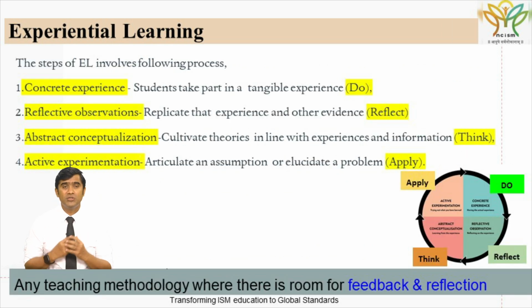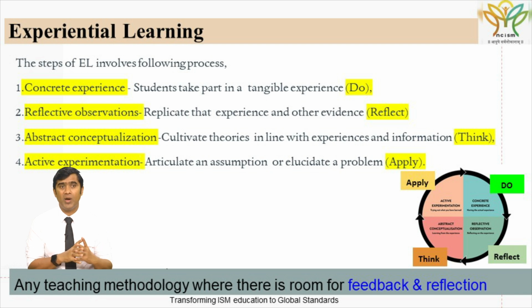Experiential learning involves the following process. Step 1 is called concrete experience. Here, the students take part in a tangible experience, which is the do component for a student. The second step is reflective observation. Here, the student is able to recall what he experienced, and also talks about the other evidence, which is the reflect component of learning. In the third step, abstract conceptualization, the student cultivates theories in line with the experience and the information, which is the think component of learning.